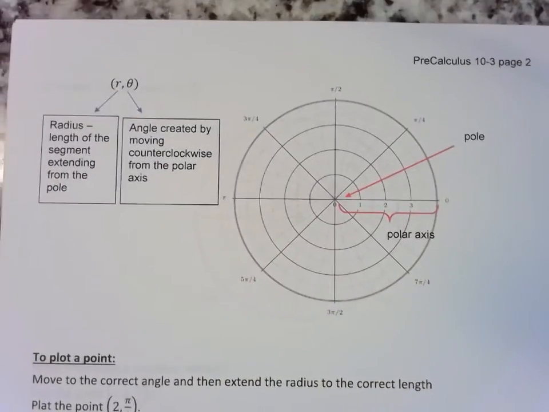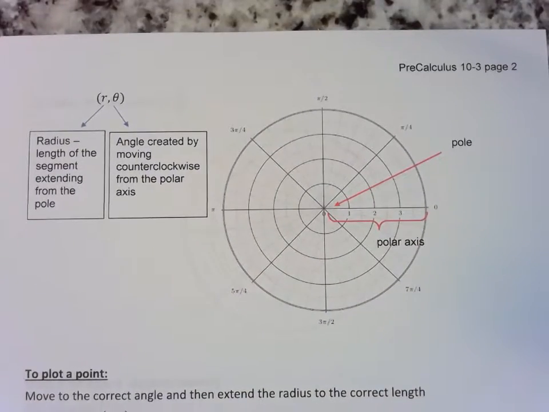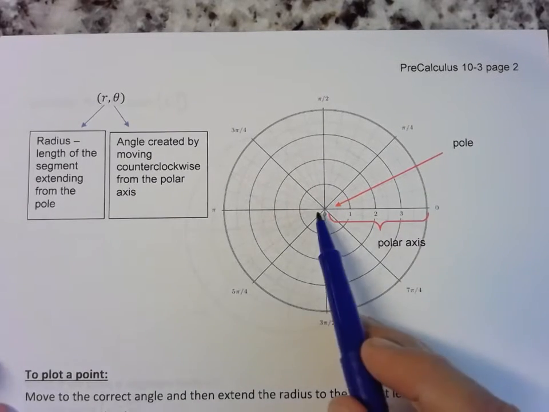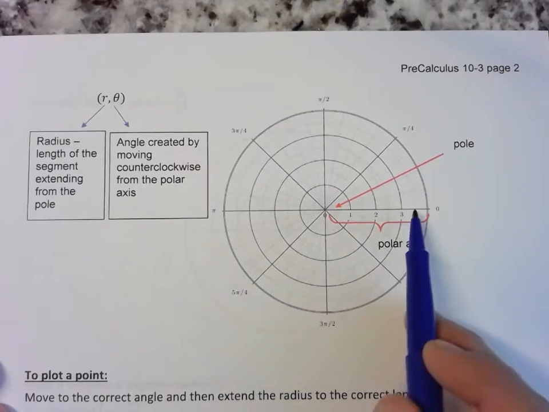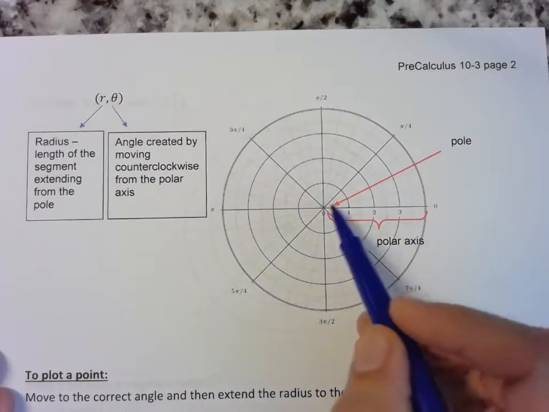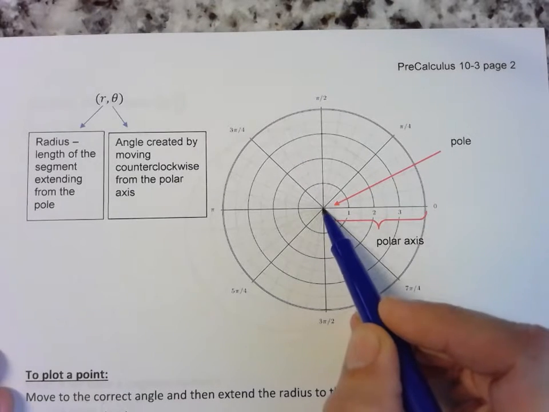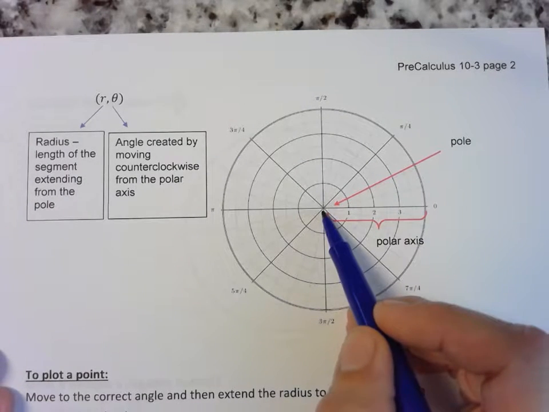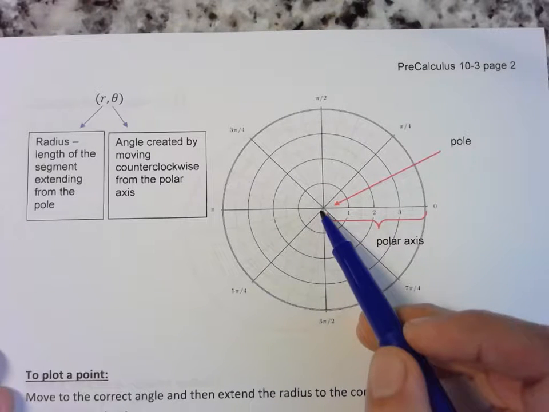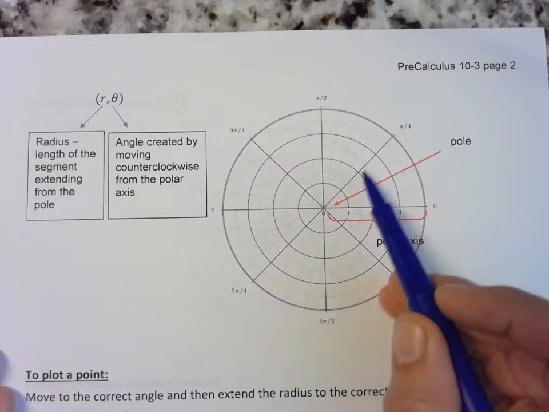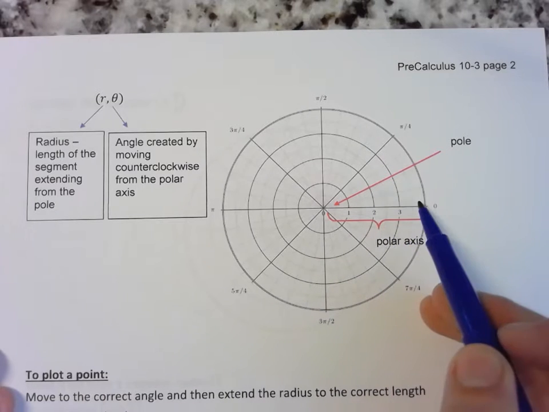So let's look at this general format of the polar grid. The positive x-axis, what you normally think of as the positive x-axis, is called the polar axis. And this point right in the middle, 0, 0, is called the pole. Your angles radiate out. Okay?